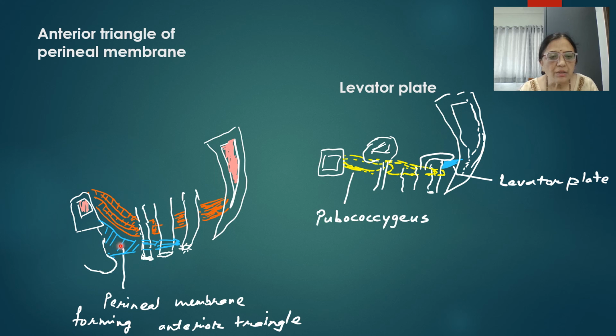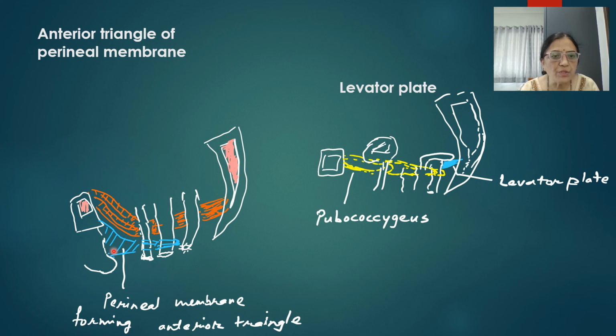Below that is the urogenital diaphragm, which is now called the perineal membrane. Together, this blue and red are forming mainly the pelvic floor. The pelvic floor is mainly supporting all the pelvic organs.